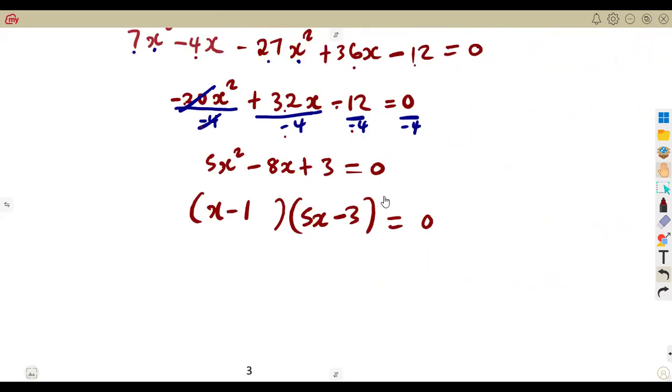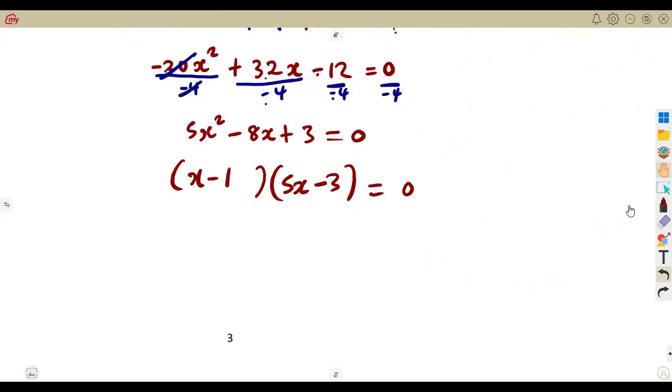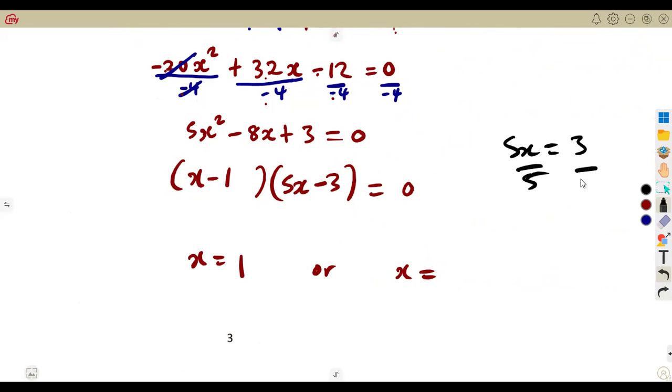But for those who are using the quadratic formula, there are no such ways. Guys, just use your quadratic formula. Everything will be direct. So x will be equal to what? Minus 1 to the other side, that's positive 1, or x is equal to, you take the negative 3 to the other side. So it was going to be 5x is equal to 3. Then definitely divide by 5. So x is equal to 3 over 5. So these are the values of x that we are going to have from this equation.